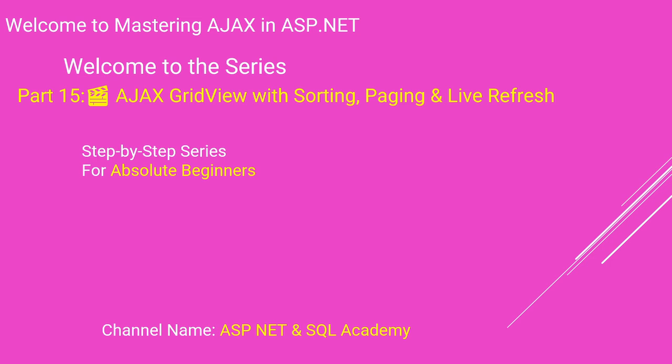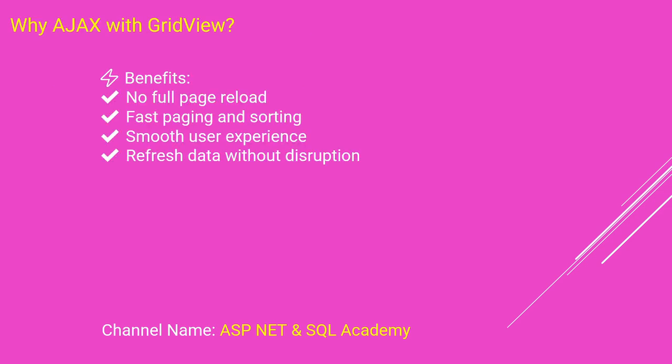In this video, we will learn how to create a dynamic grid view that supports AJAX-based sorting, paging, and live data refresh. Using AJAX with grid view makes your app more responsive. Paging, sorting, and refreshing happen instantly without flickering or full reloads.